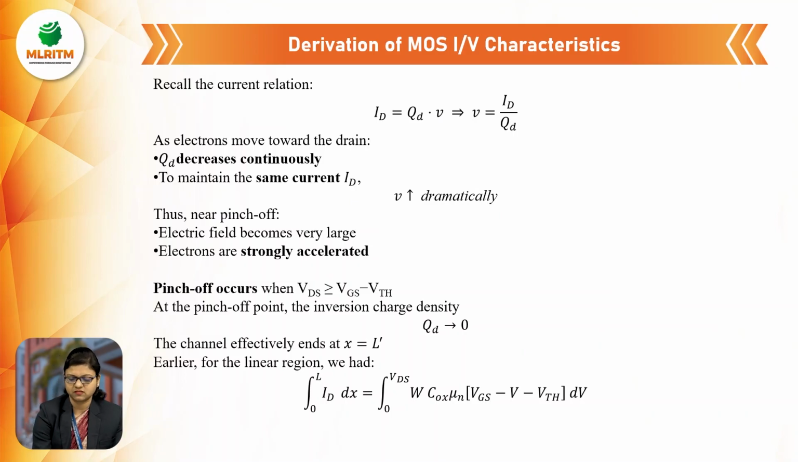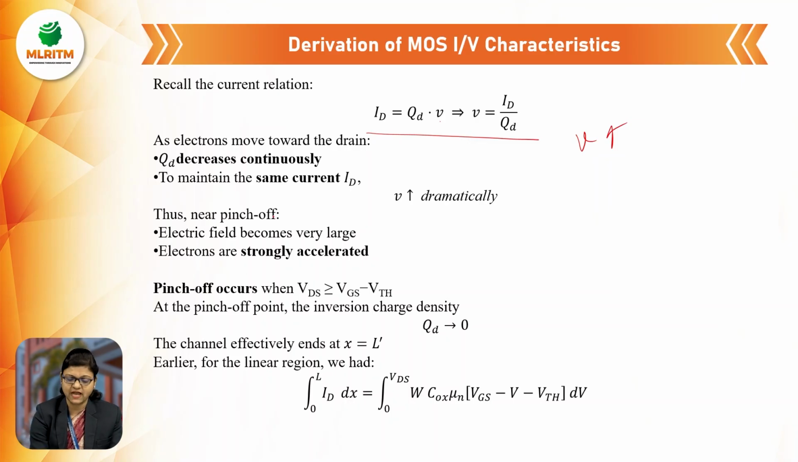So here again we'll recall this current relationship. We know that ID is nothing but how much charge density is there, and what is the velocity of that particular charge. So if you want to find out, this V is equal to ID upon QD. Now if you want to maintain the same current ID, this V should increase.